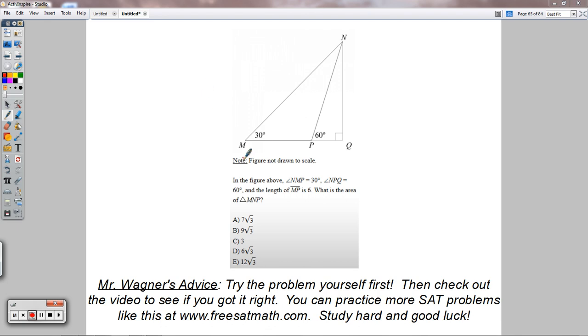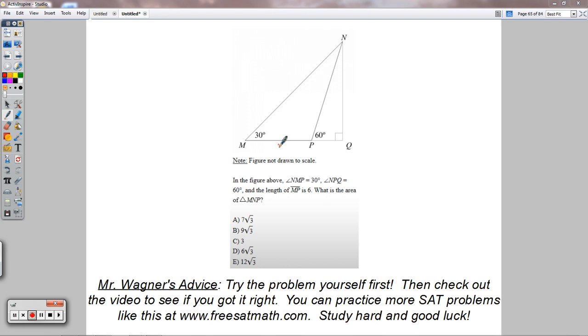This one says to note that the figure is not drawn to scale. And it also says in the figure above, angle NMP is 30 degrees. That's this one right here. They already got that in there. Angle NPQ is 60. There's that one right there. And the length of MP, segment MP here, is 6.